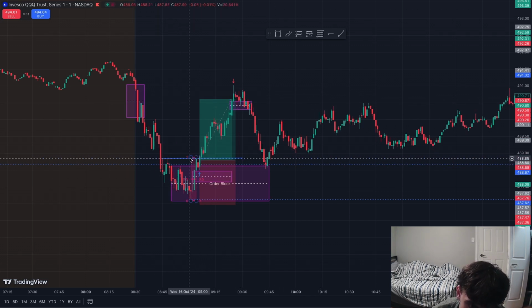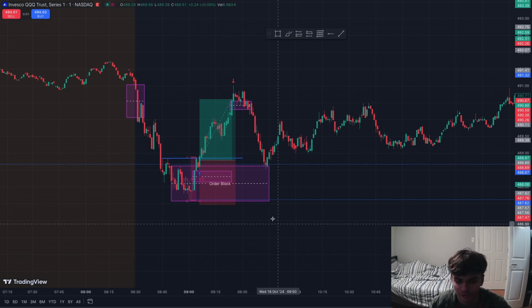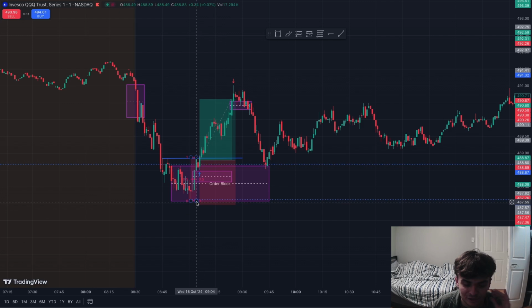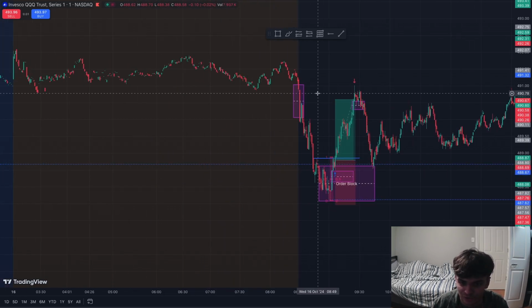Waited for a break of structure on the 5 minute, which happened right here. Price came back down a little bit, retraced into that fair value gap regardless anyways. Liquidity sweep, bro. You could have just taken this trade straight up off a liquidity sweep. You would have won. You could have taken it straight to that imbalance.